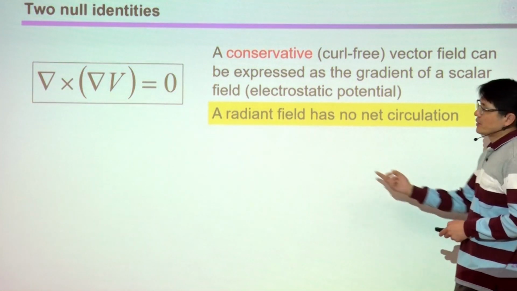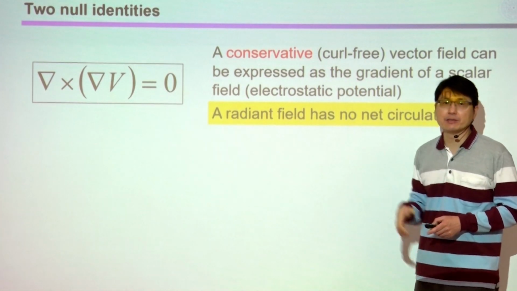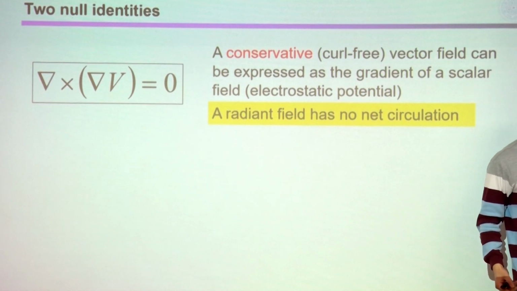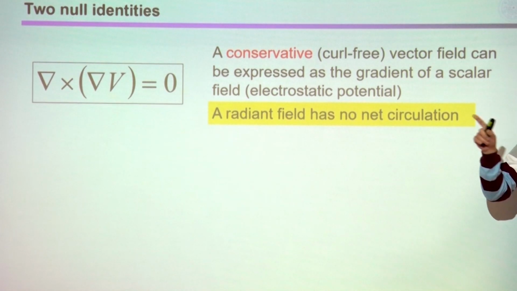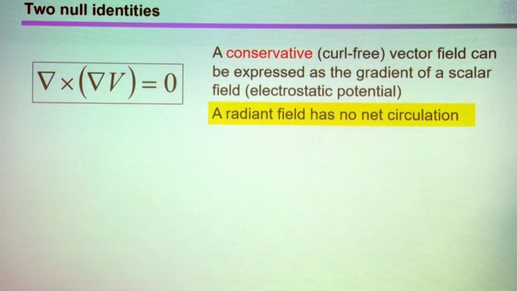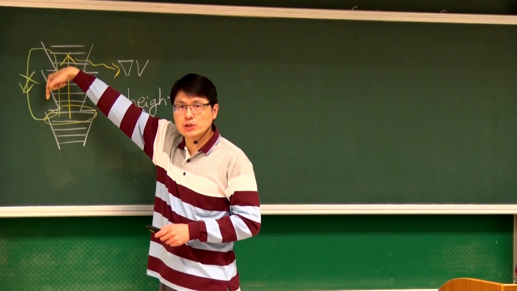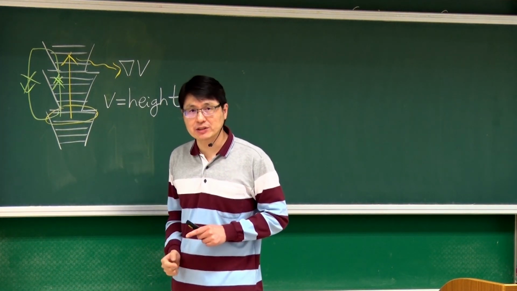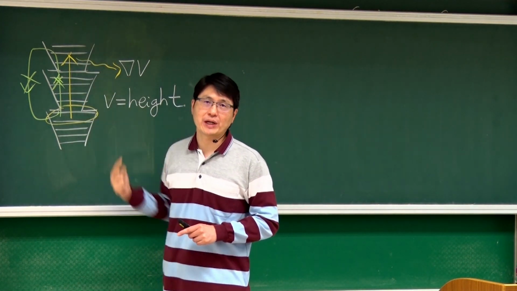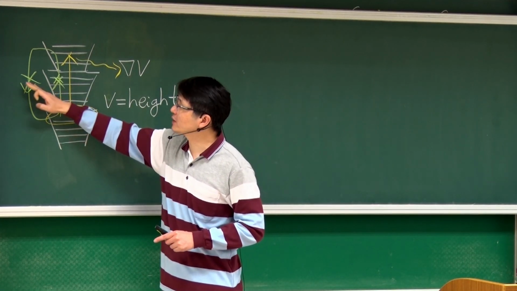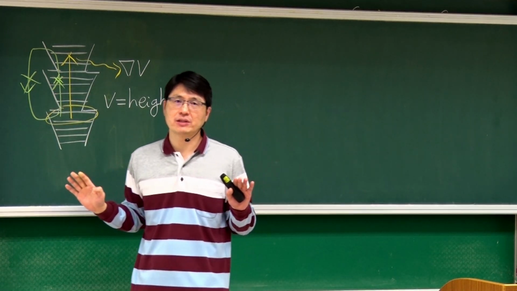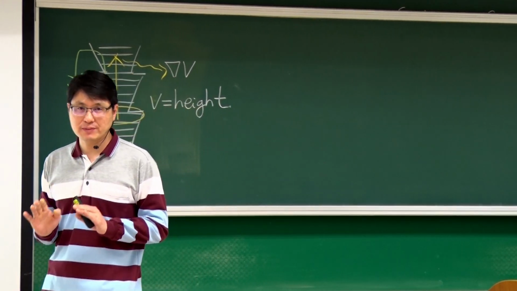Another way you can appreciate is the radiant field, a unidirectional field, right? Like a ray shooting out, radiant. It has no net circulation. Because when you take a closed loop, there are segments that are forced to orient in a negative direction. But your field is only one direction, unidirectional. So the work done on these two paths will be cancelled out, giving you no net circulation.